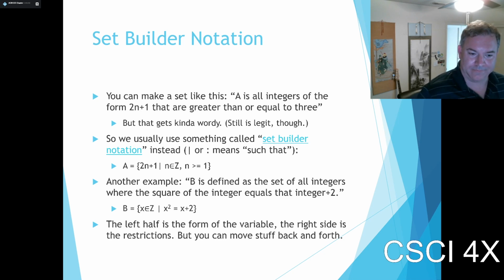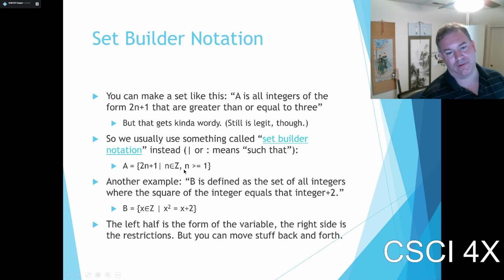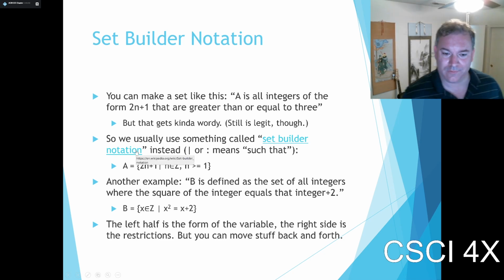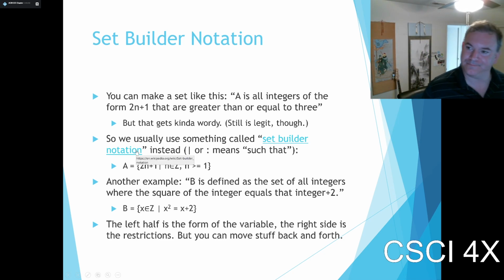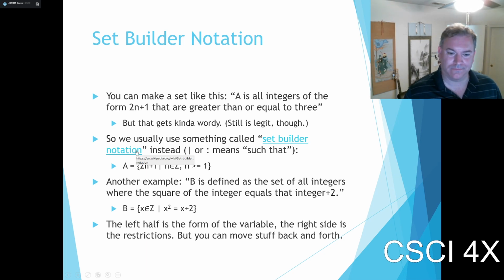Okay, so for example, we're going to set A equal to all integers of the form 2n plus 1, where n is greater than or equal to 1. So this will have the number 3 in it, the number 5, the number 7. It's basically all odd numbers bigger than 1. That's how I'd write this in English.